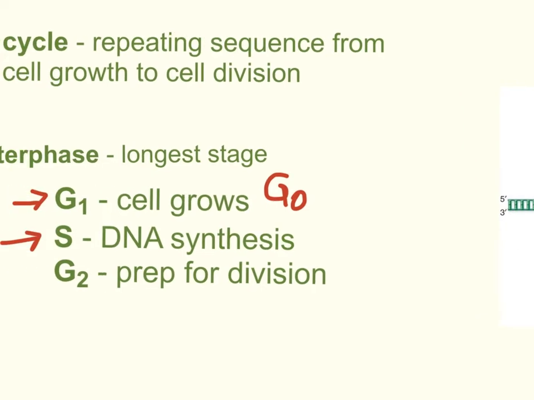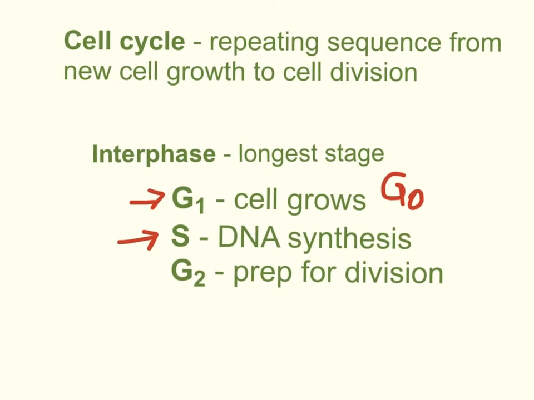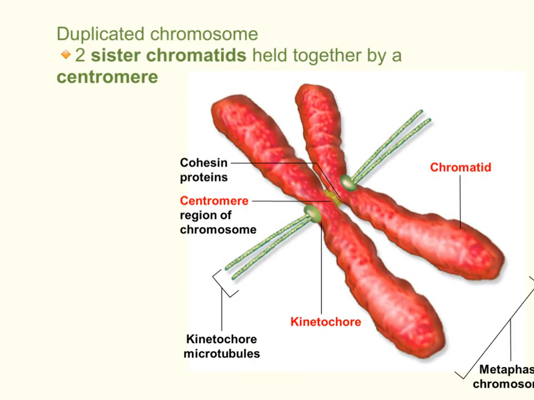When the DNA has been copied, the cell then enters the third stage of interphase, which is G2, preparation for division. After the DNA is copied in the S stage, it is now referred to as a duplicated chromosome and consists of two sister chromatids held together at the centromere. That is the constricted point right here that you saw before on the individual chromosomes. Well, that's the point at which the two copies are attached together.